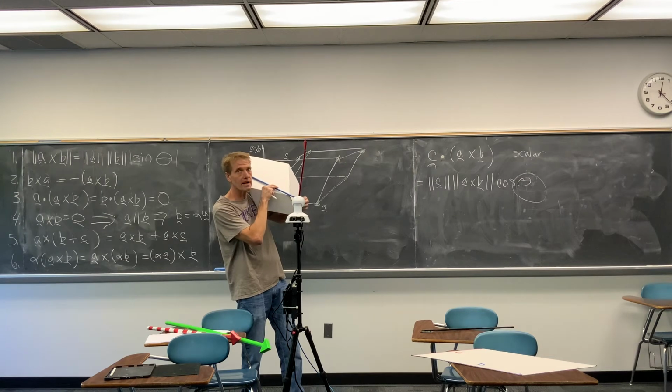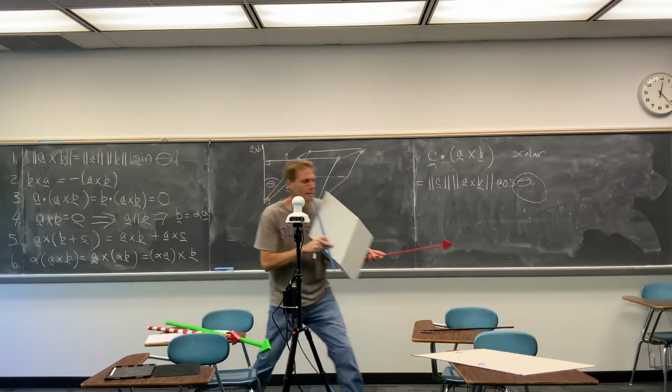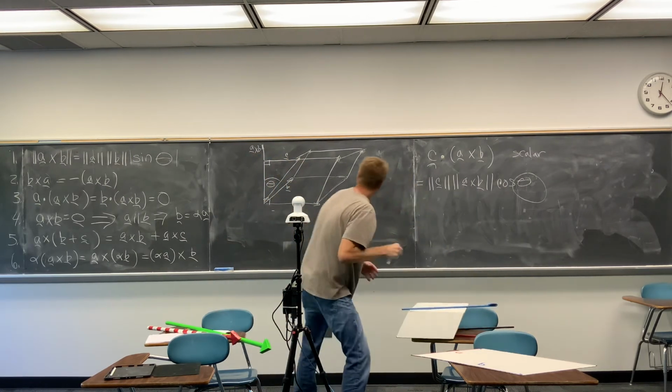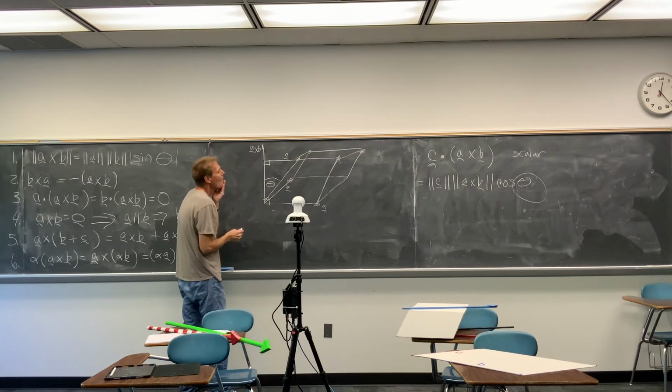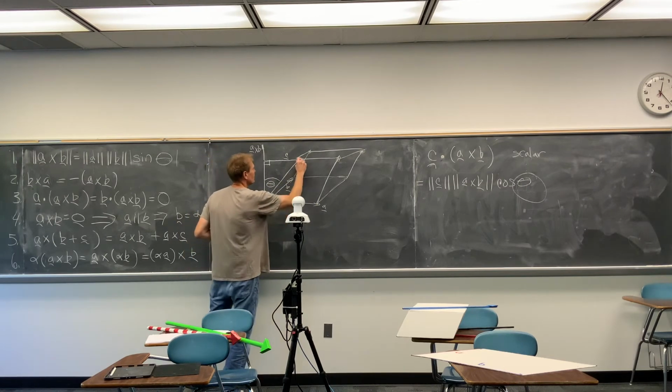The angle between my vector C and A cross B, we mark that as the angle theta. I've got my right angle here. Here's theta. This is C.